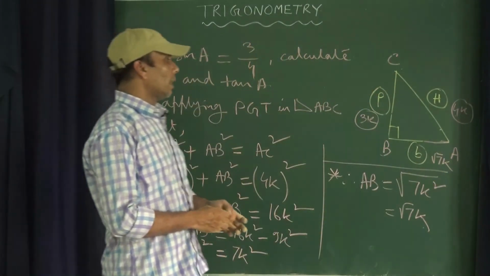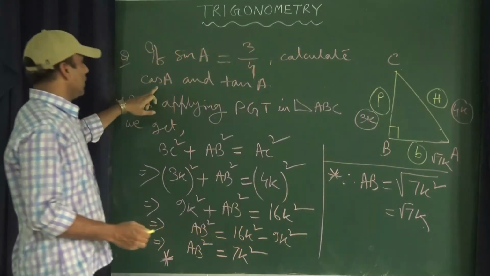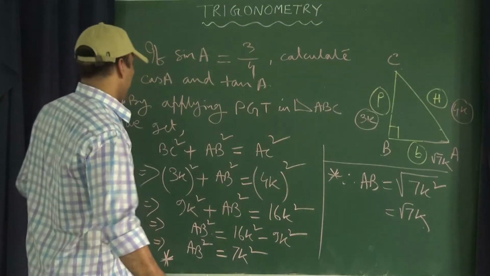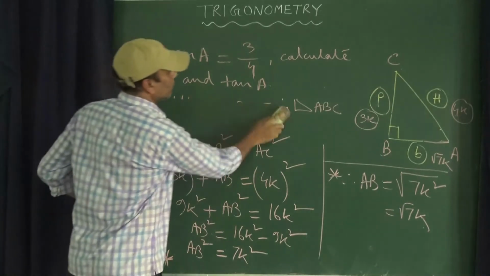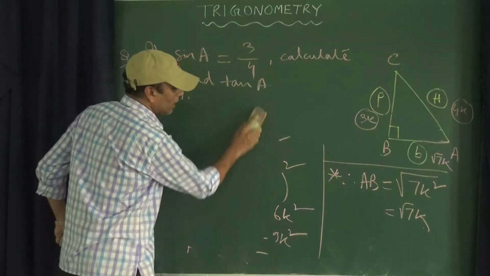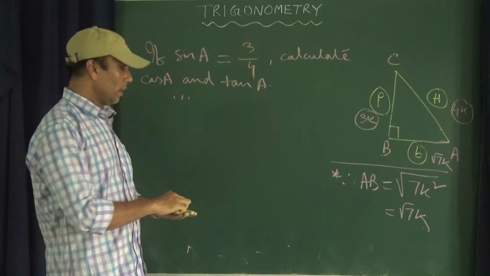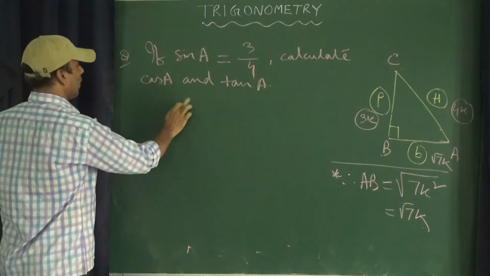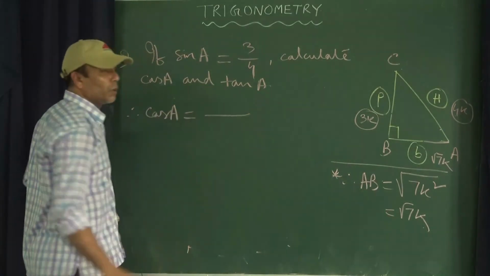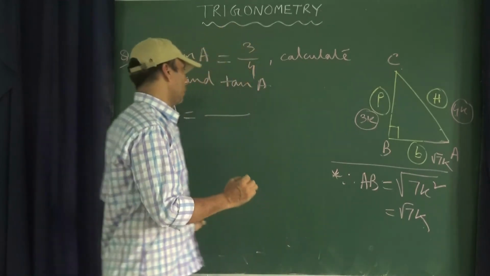So once we have got the lengths of these three sides, now very easily we can find whatever we are asked, that is cos A value and tan A value. Now try to recall, how to define cos theta in terms of two sides of a right angle triangle? A few minutes ago we have written. Therefore, cos A equal to, cos theta equal to base by hypotenuse.